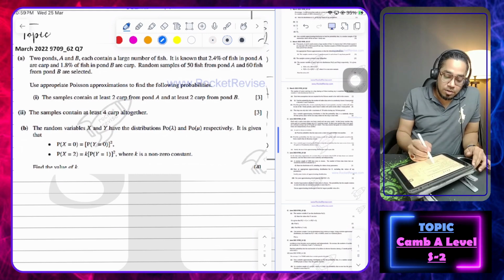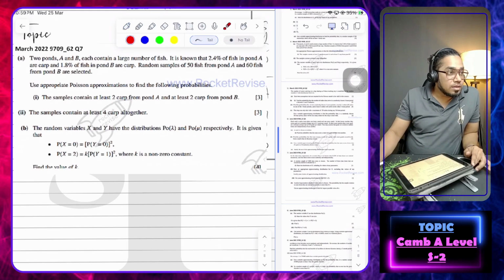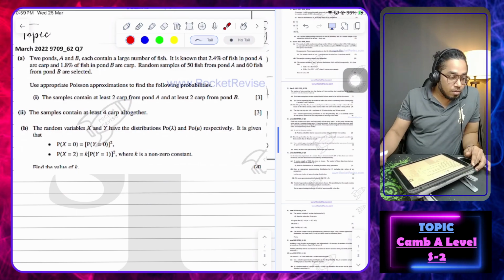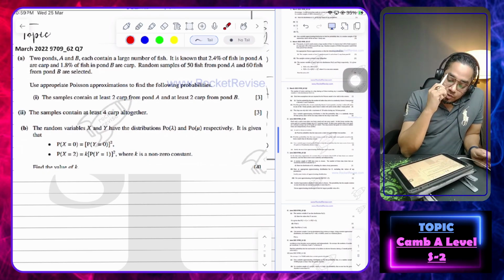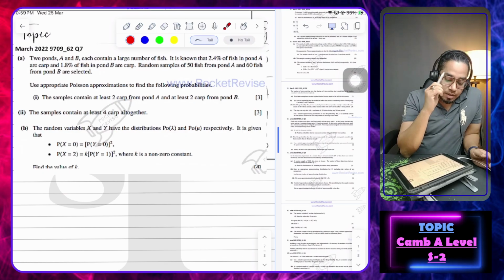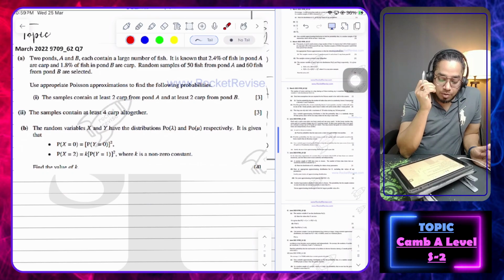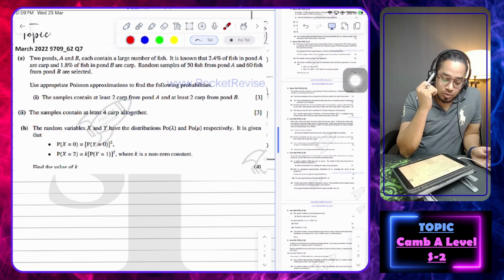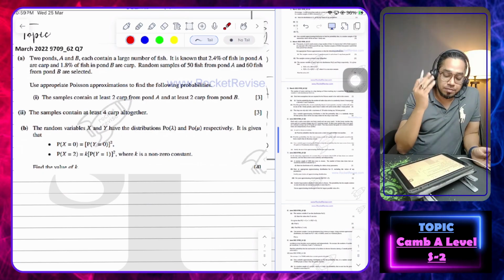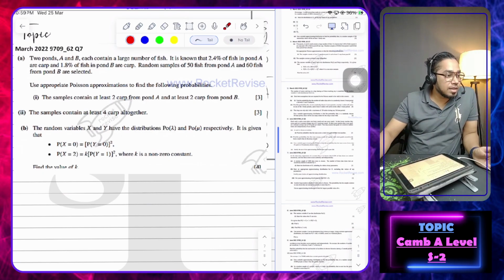Okay, what is in this question? What are they asking? They are saying that two ponds A and B each contain a large number of fish. It is known that 2.4% of the fish in pond A are crab and 1.8% of the fish in pond B are crab. Random samples of 50 fish from pond A and 60 fish from pond B are selected. Use an appropriate Poisson approximation to find the probability that the two samples contain at least two crabs from pond A and at least two crabs from pond B. So at least two.